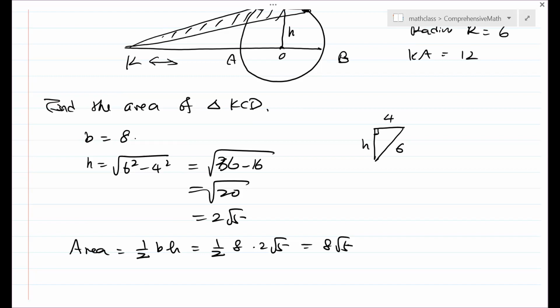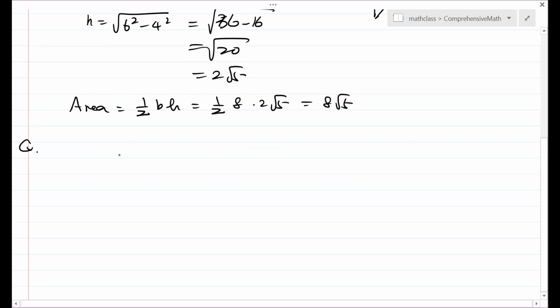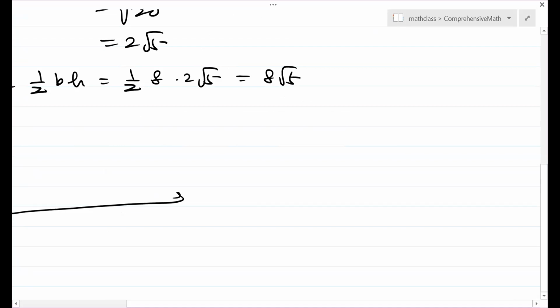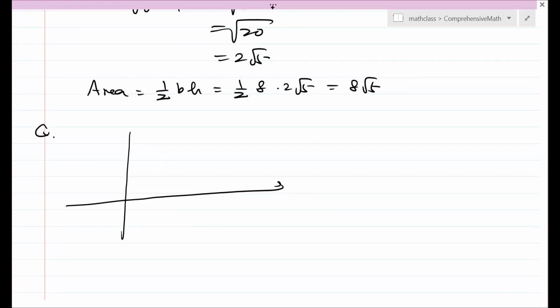My first problem I want to discuss is how do we count the circles? How many circles are we going to get? So here's a question. We have the picture here. I don't need to draw the coordinate system here.